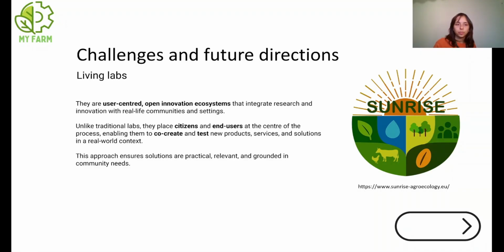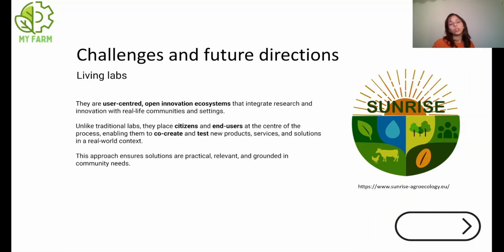Regarding the living labs, in case you have not heard about them before, this slide is just to explain what they are and how interesting they are. So living labs are youth-centered open innovation ecosystems that integrate research and innovation with real-life communities and settings. Unlike traditional labs, they place citizens and end users at the center of the process, enabling them to co-create and test new products, services, and solutions in a real-world context. This approach ensures solutions are practical, relevant, and grounded in community needs.